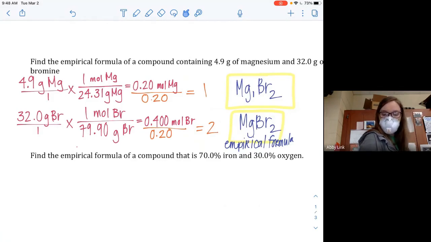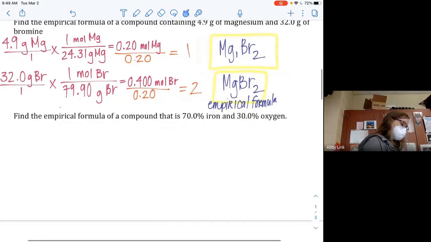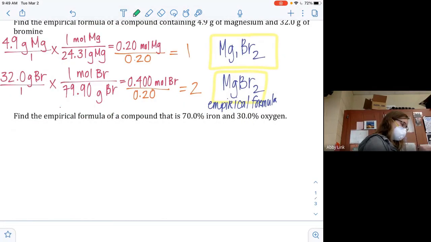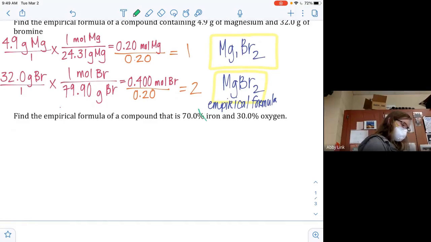All right, let's take a look at our second example. We're going to run into 2 different things than we have in our first example. It says find the empirical formula of a compound that is 70.0% iron and 30.0% oxygen. If we go back up to step 1 in our directions, it said if percents are given, just change the percent to grams. So this is going to be 70.0 grams of iron and 30.0 grams of oxygen.